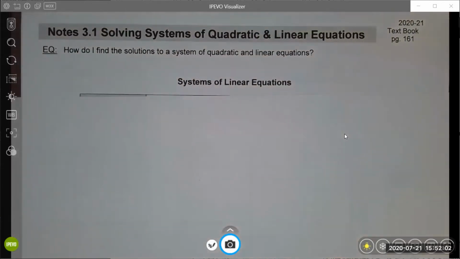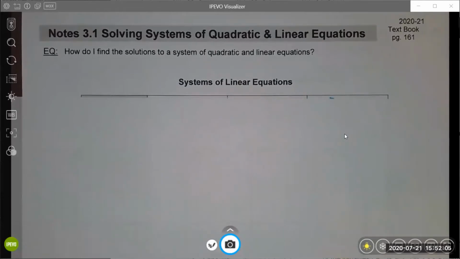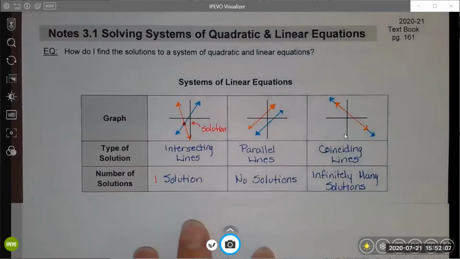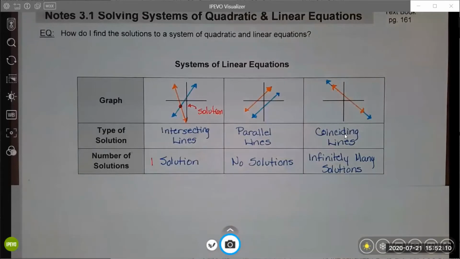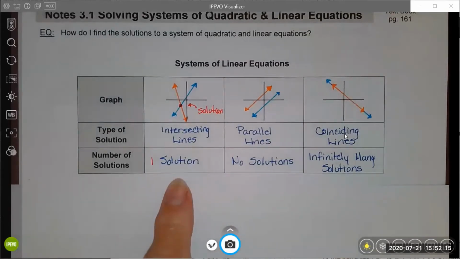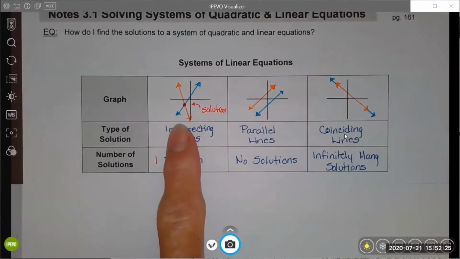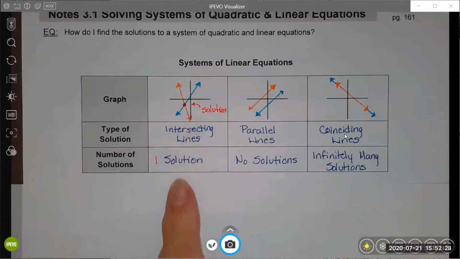Let's start by looking at the number of solutions that you can have, the types of systems that you can have. So when we are talking about linear equations, this is a review of what we learned in Algebra 1, you can have two intersecting lines that have one solution, remembering that the solution is the ordered pair that represents the spot on a graph where the lines intersect, or if you're thinking about solutions as x and y values, then those x and y values are such that they make both equations true statements.